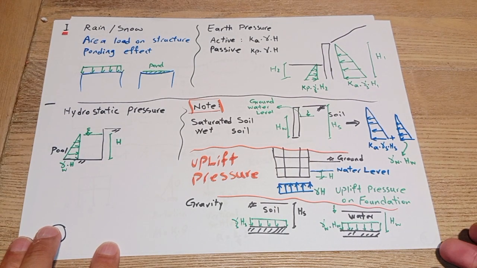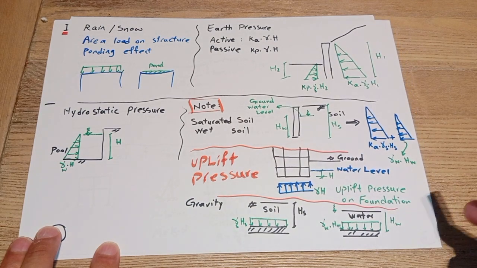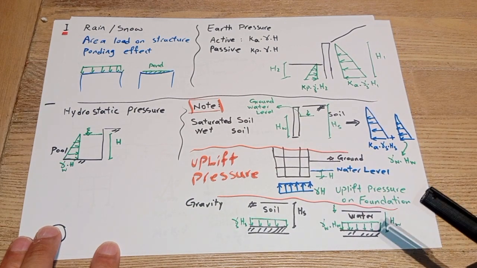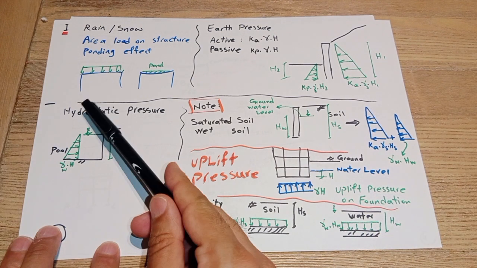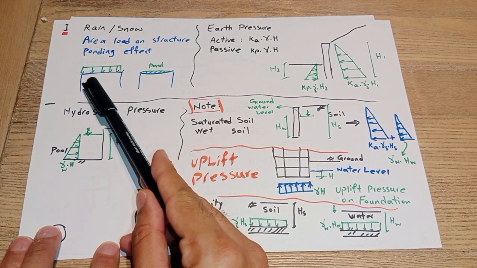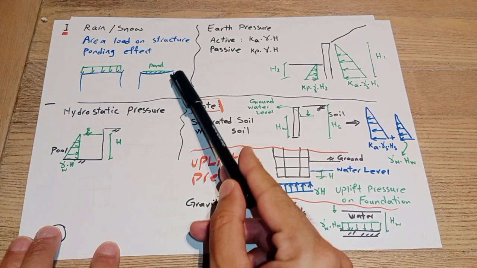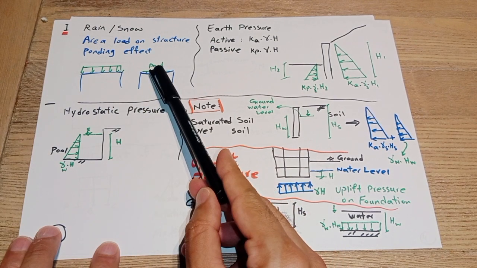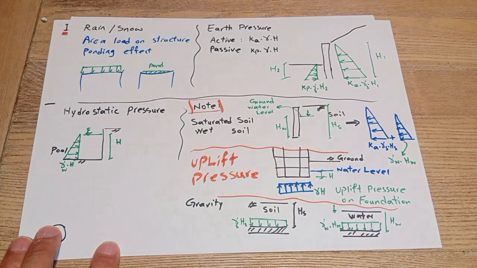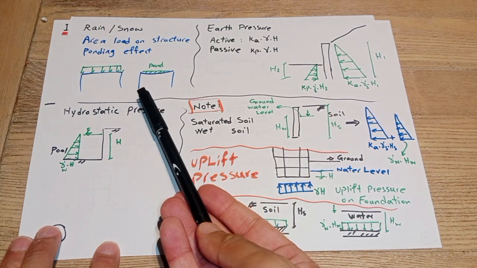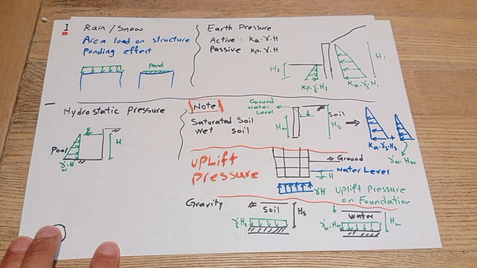The third one is rain and snow loads. It is generally considered as an area load on the structure, and for rain especially, sometimes we go for the ponding effect. This is the normal distribution of the load from rain or snow, and if we have a ponding effect, we may have a P-delta effect as well, which is extra to the area load applied from the rain on the structure. Sometimes it is very critical and it increases the deflection and it may cause the collapse of the structure.